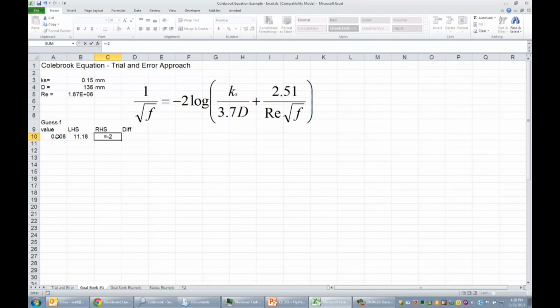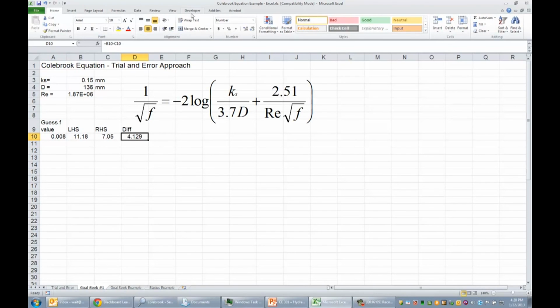But if you're just watching someone else do Excel, boring, because you're wishing that you were running Excel, of course. So -2 times log of k sub s divided by 3.7 divided by d plus 2.51 divided by Reynolds number divided by square root of f. Too many parentheses. Yep, that's fine. Alright. Difference, of course, is that minus that. Well, what's our goal here? We want to have a really small difference.